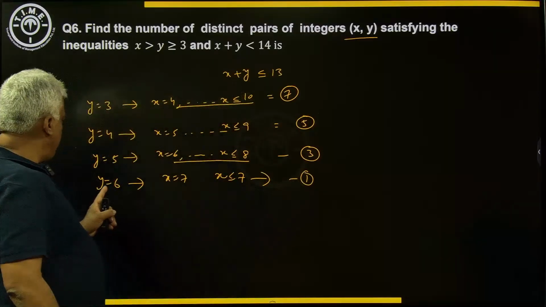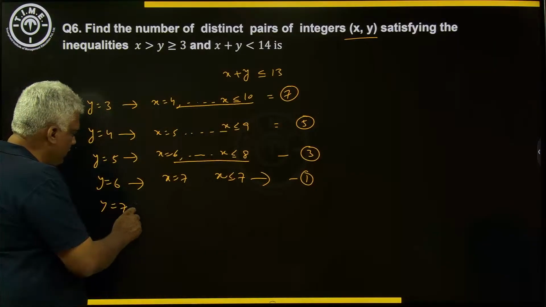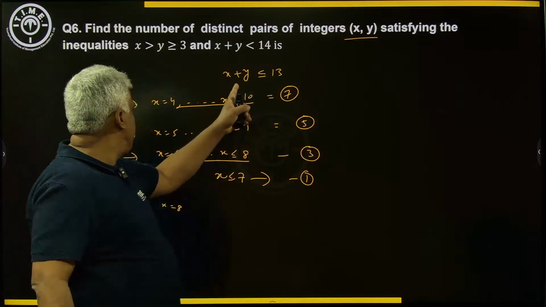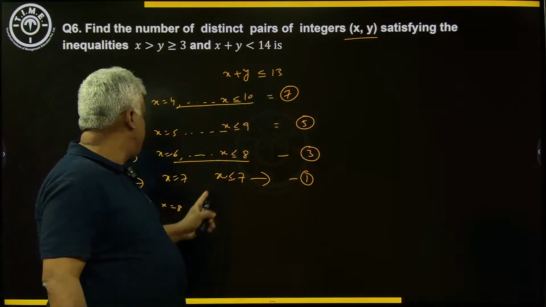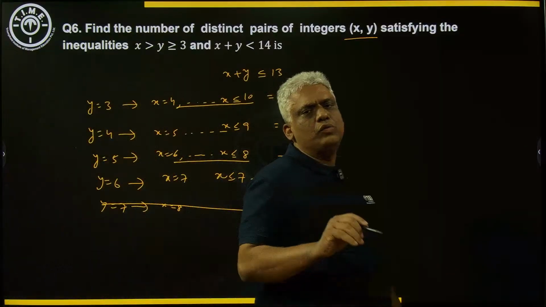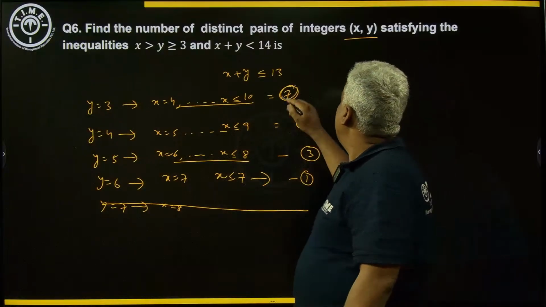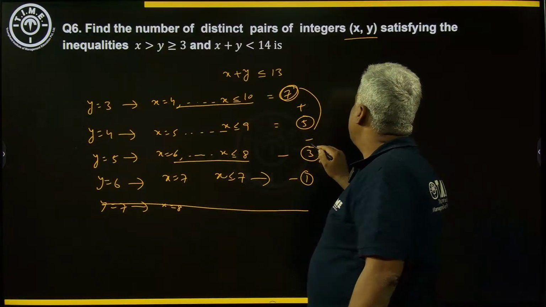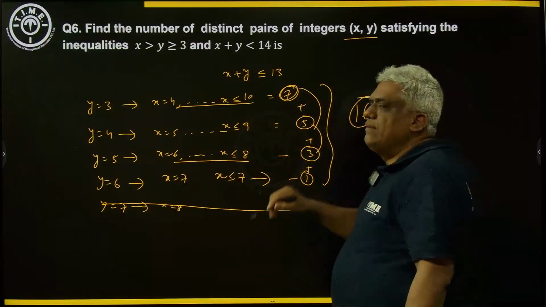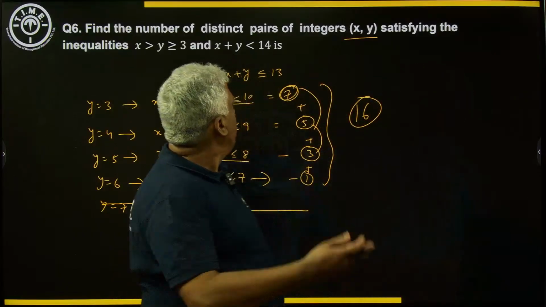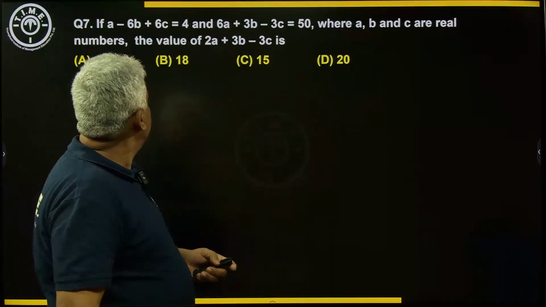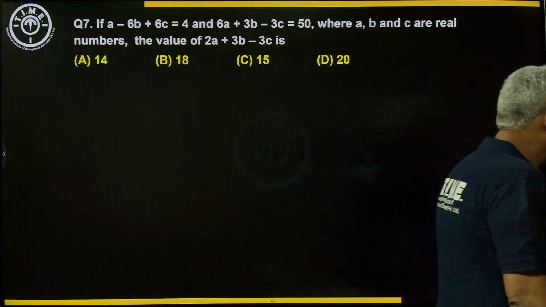Now, if you put y equal to 7, x will be less than 6, so there can't be any solution. There'll be no solution after this. So how many solutions did we get? 7 plus 5, 12, plus 3, 15, and plus 1, 16. So in total we got 16 pairs of integers x comma y. I hope this is clear. Let's see the next question. Take 1-2 minutes.